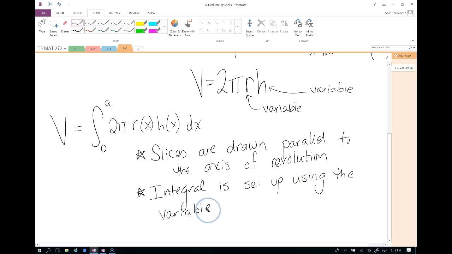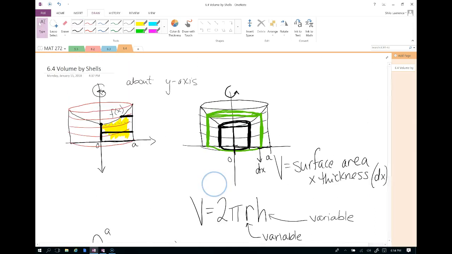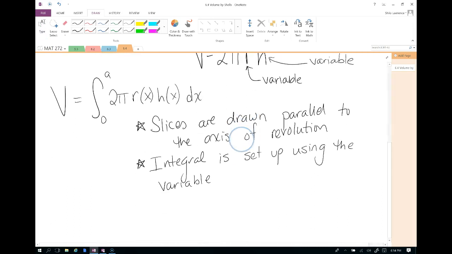So one nice thing about the shell method is we can do all of these y-axis revolutions with the shell method and never have to rewrite our functions in terms of y. We can leave them all in terms of x. Because if we're going around the y-axis, the shell method is going to want us to use x's, because the integral is set up using the variable opposite the axis of revolution.